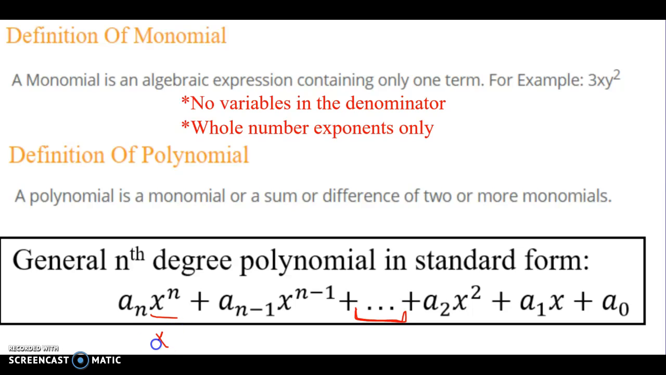So if that was x to the 40, what would our next exponent be? n minus 1, so 39. And instead of writing 38, 37, 36, we're going to say dot, dot, dot, and then take it up at the end. So x plus a constant.